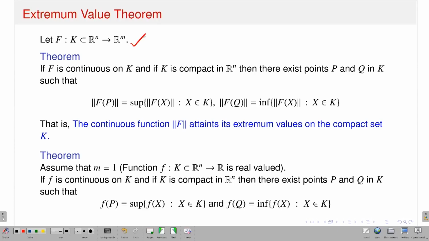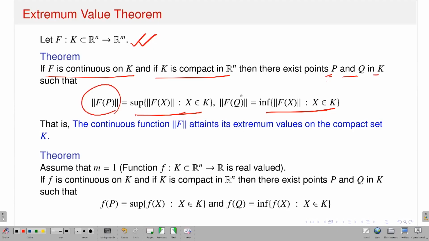So I am starting with the function F from K, a subset of Rn, to Rm. If capital F is continuous on K and K is compact in Rn, then the theorem says that there exist points P and Q in K such that this supremum and infimum exist, because I just proved that the image of a compact set is compact. Therefore this supremum and infimum exist. But what is more important is the existence of P and Q in the set K such that this supremum is nothing but norm of F(p) and this infimum is nothing but norm of F(q). That is very important. That means it attains the supremum and attains the infimum. That means it attains the extremum. That is the beauty.